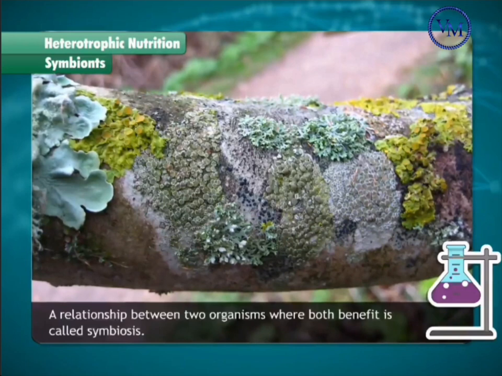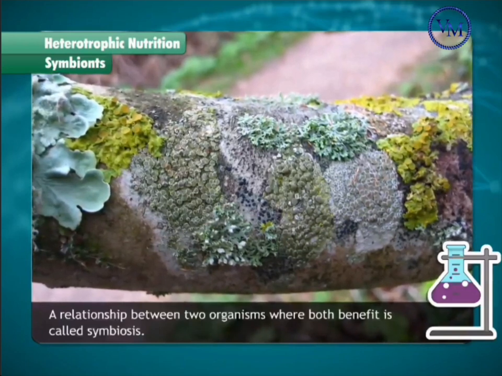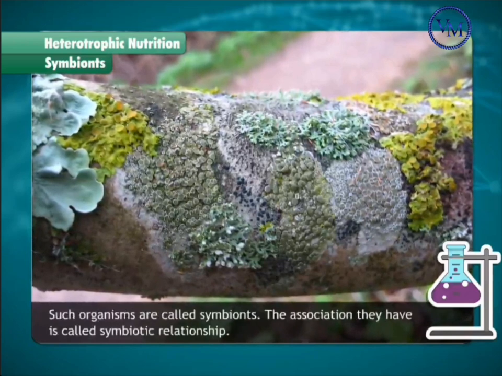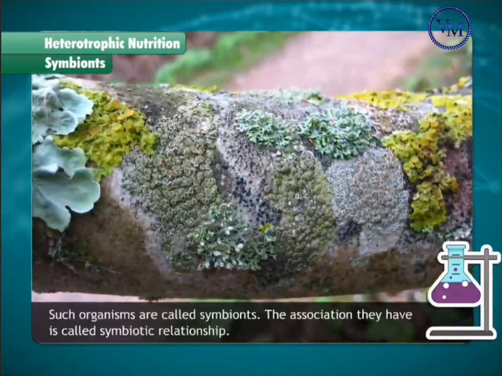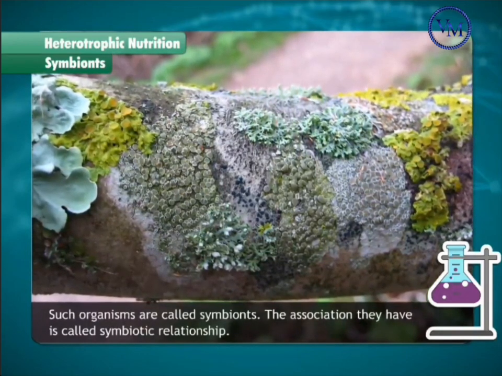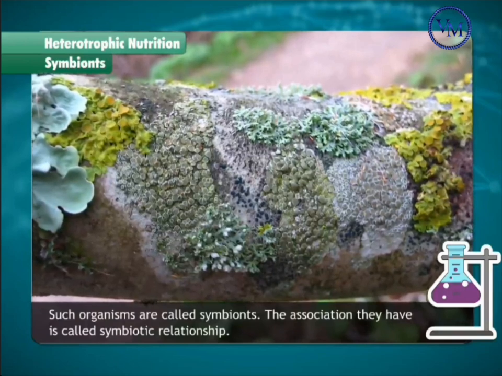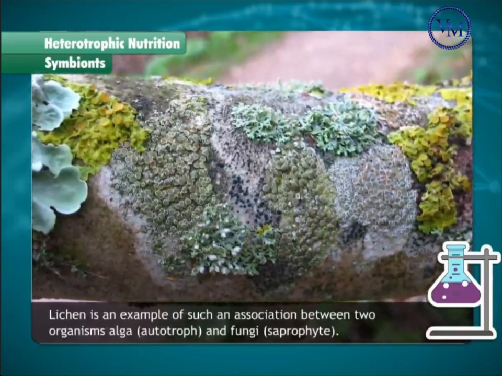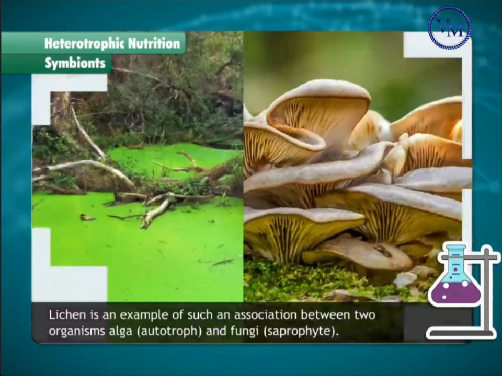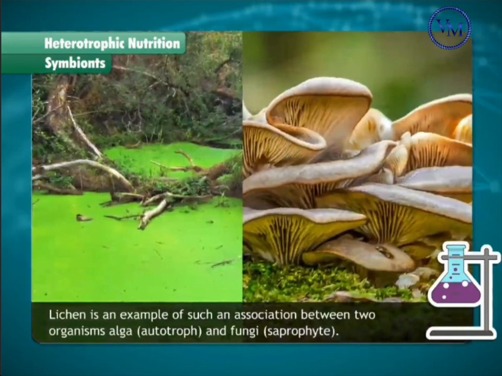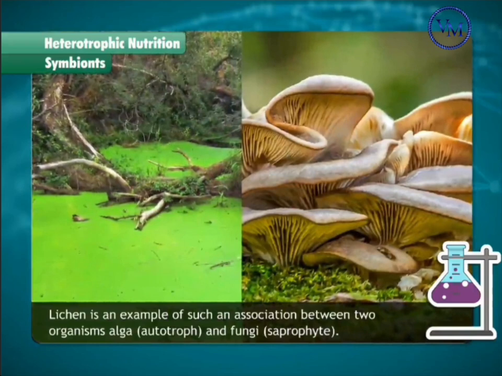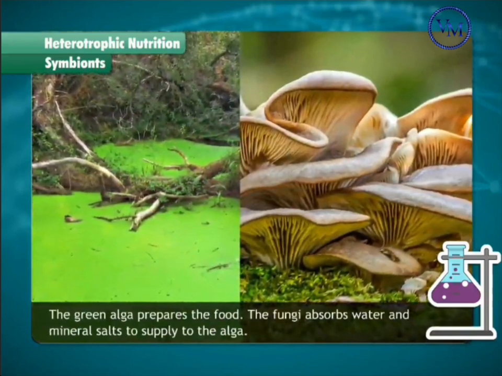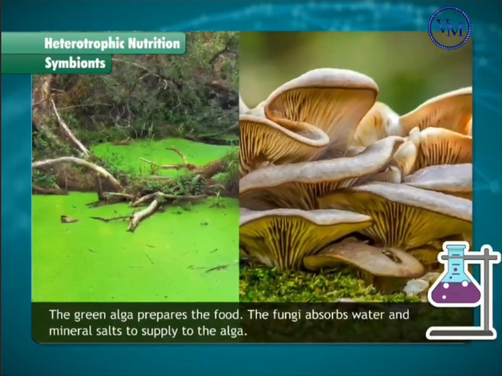Symbionts. A relationship between two organisms where both benefit is called symbiosis. Such organisms are called symbionts. The association they have is called a symbiotic relationship. Lichen is an example of such an association between two organisms: alga, an autotroph, and fungi, a saprophyte. The green alga prepares the food. The fungi absorbs water and mineral salts to supply to the alga.